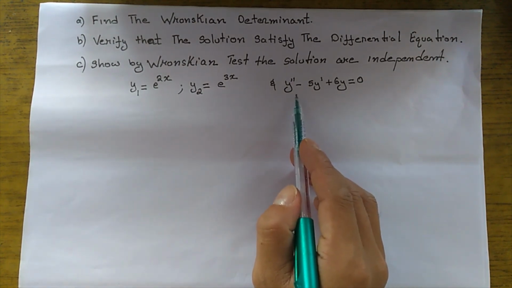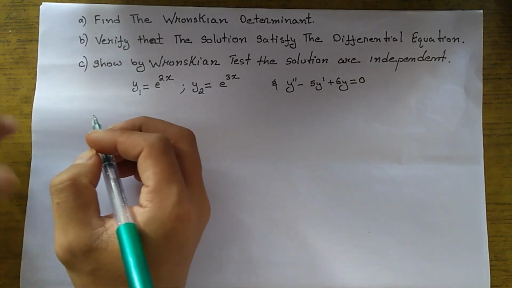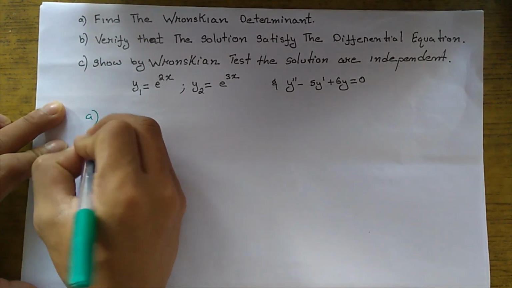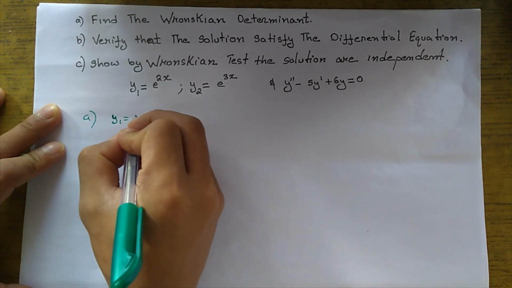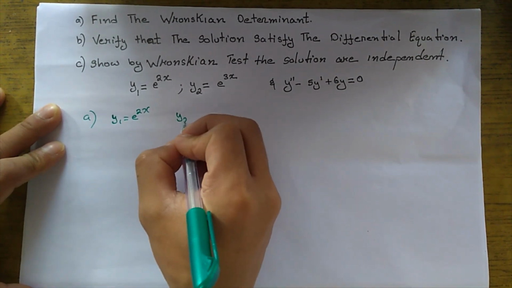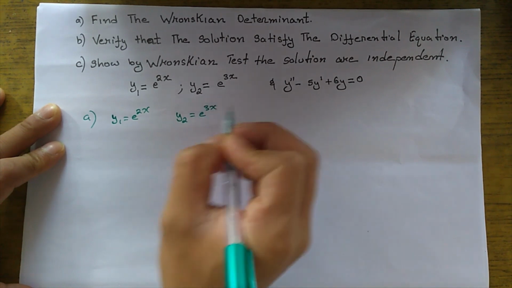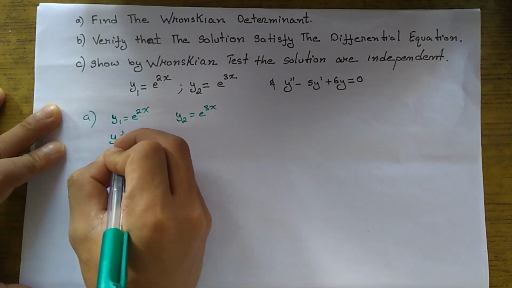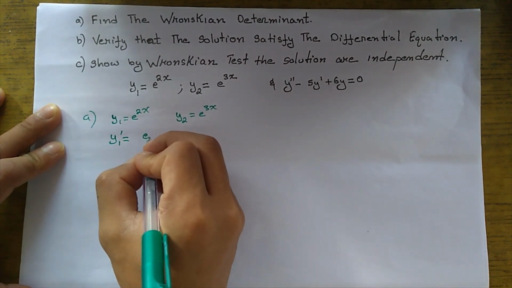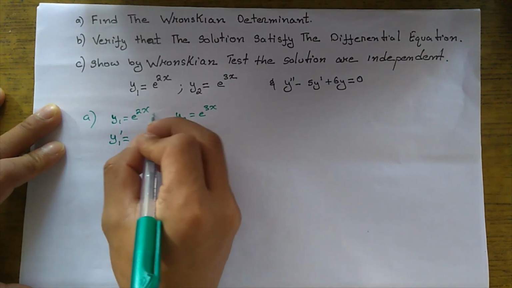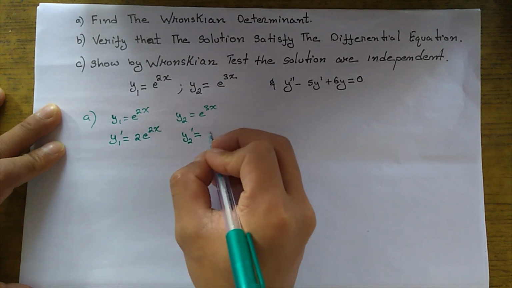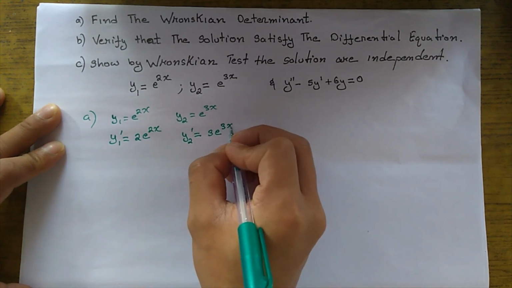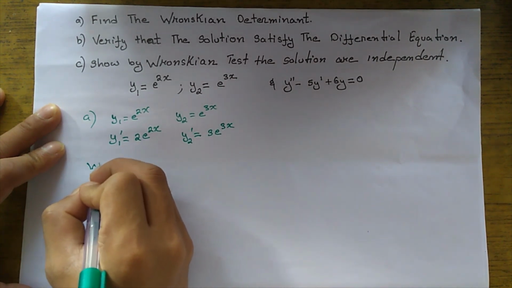Now the first thing, we need to find the Wronskian determinant. So that's number A. How to find the Wronskian determinant? We already know y1 is equal to e^(2x) and y2 is equal to e^(3x), and we can get y1 prime. If we differentiate, it will be 2e^(2x), and for y2 prime, we will get 3e^(3x). Now let's try to find the Wronskian.